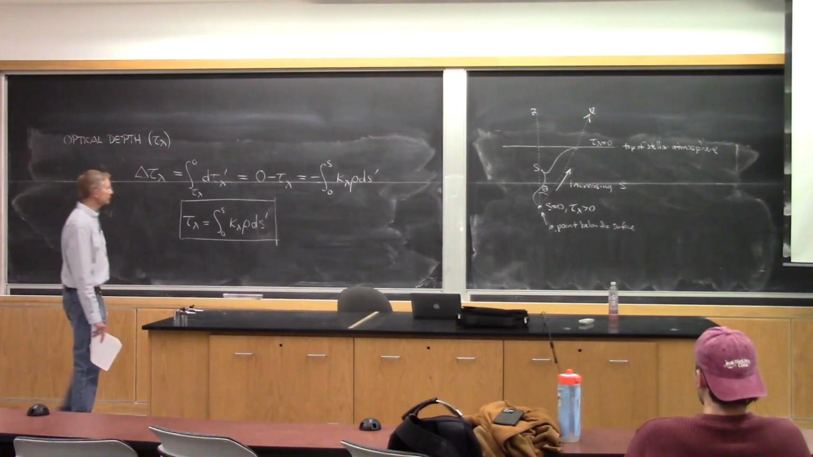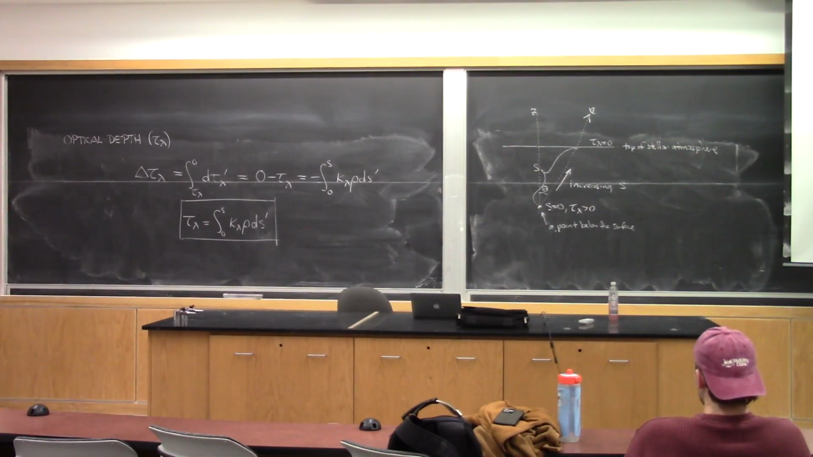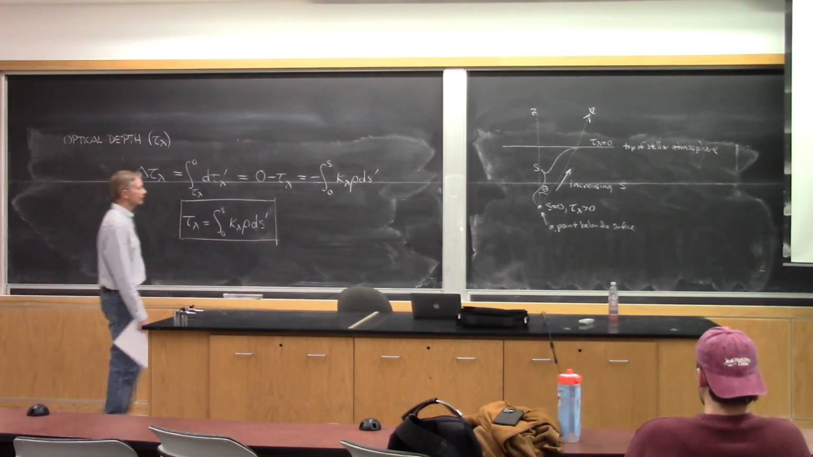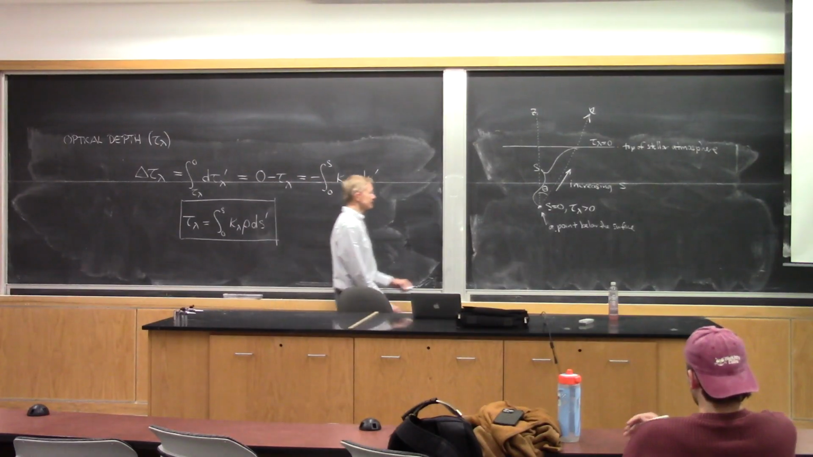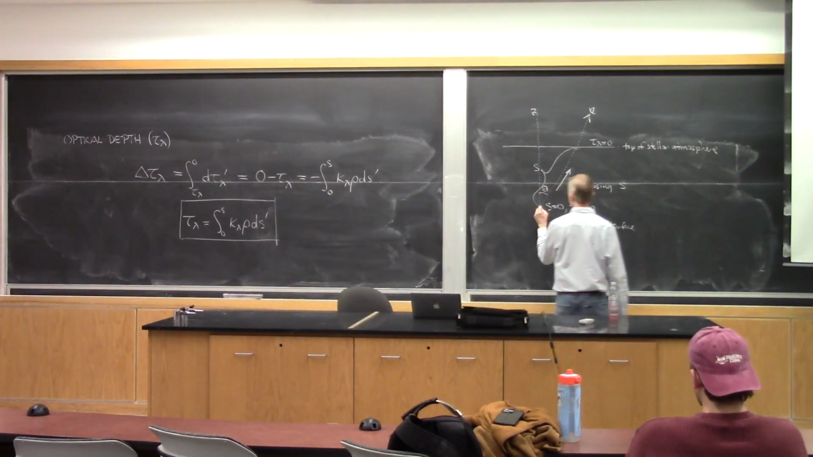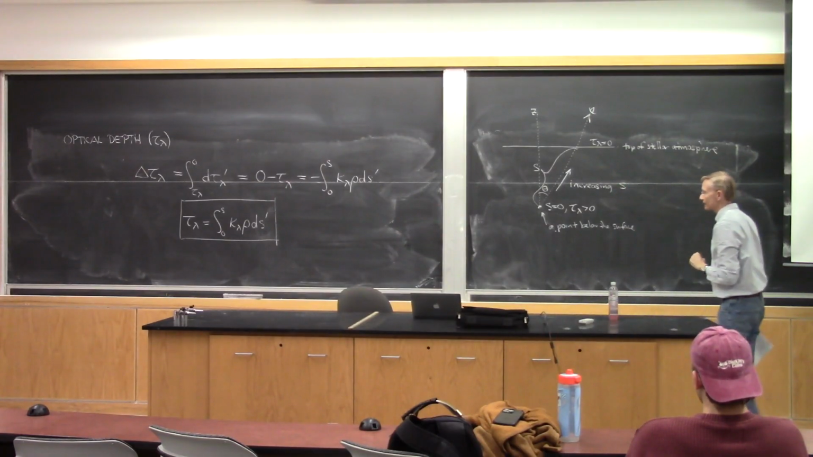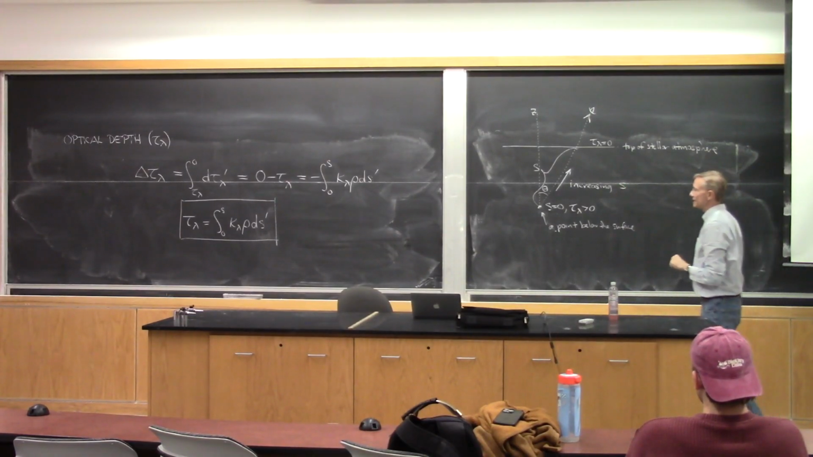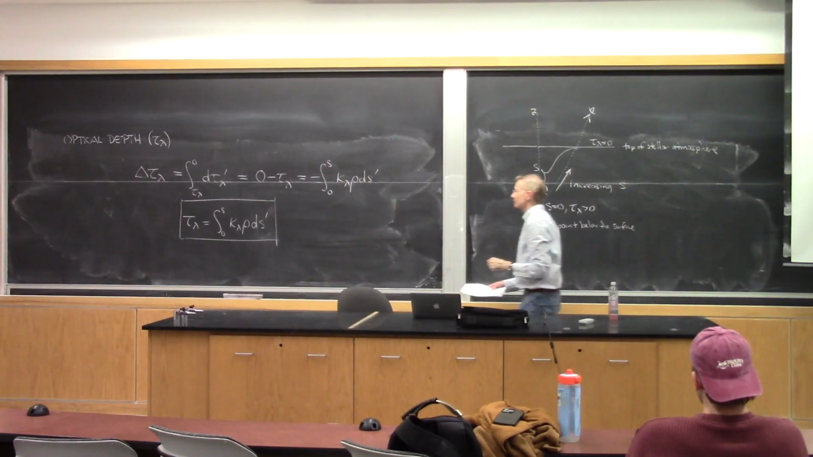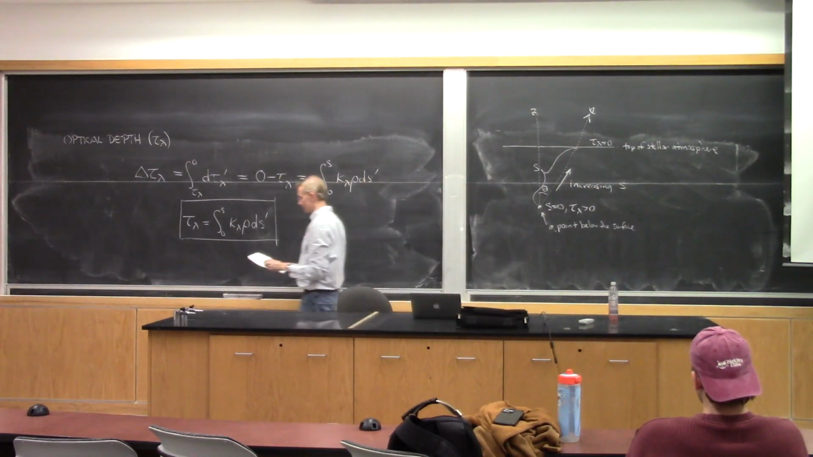So the optical depth at any point below the surface is the integral along the path from that point to the surface in the direction that we're interested in of capital lambda rho ds prime along the beam there.